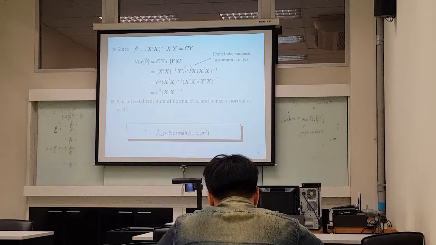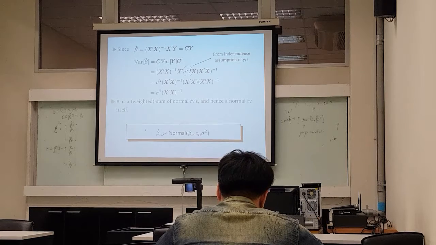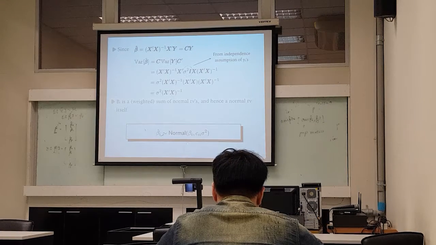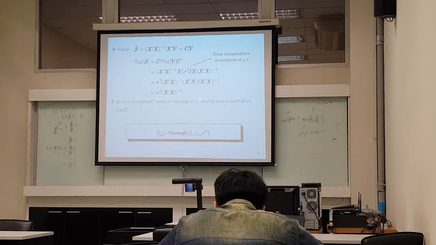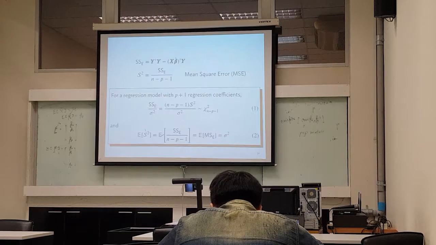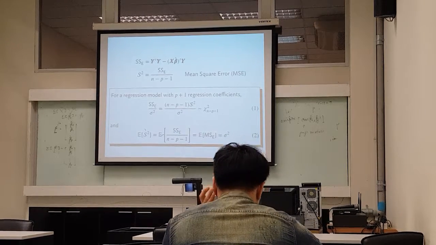Now, this is the first one. Beta i, the estimator of the coefficient, has a normal distribution with the actual coefficient value as its mean and variance C_ii sigma squared. The sum of square error divided by sigma squared has a chi-square distribution, and the expectation of the mean square error is sigma squared. Those are the three key results.